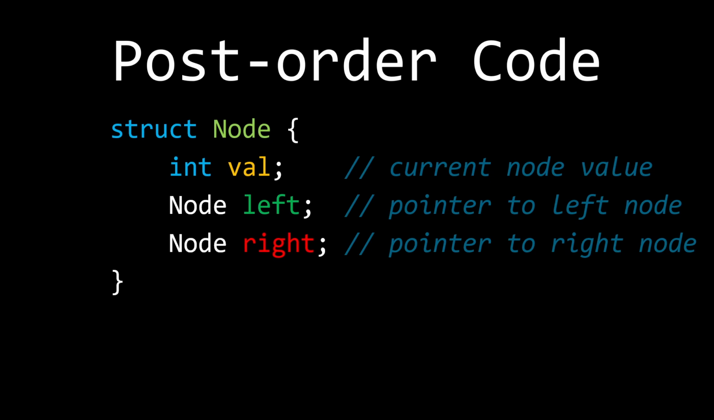Okay, so let's look at the pseudocode for this post-order traversal. So let's assume that we have the following definition for a tree or a node. So it has an integer value, which is the current node value. This could be anything, and we can have a lot of these different things inside the current node. The next one we have is node left, which is a pointer to the left node. And remember, we're using a binary tree, so it only has left and right. And finally, we have node right, which is a pointer to the right node.